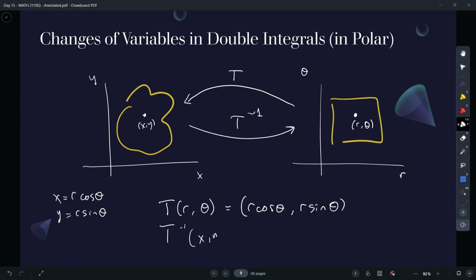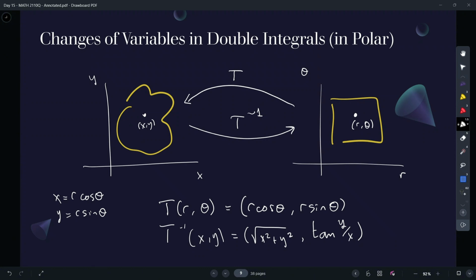Do you know what is the formula for r in terms of x and y? The square root of x squared plus y squared, we know that is r. Now, what is the formula for theta if I know x and y? The tangent of y over x. So that is the way we transform one region to the other via a transformation that gives me from a point in r theta a point in xy, and from a point in xy a point in r theta.